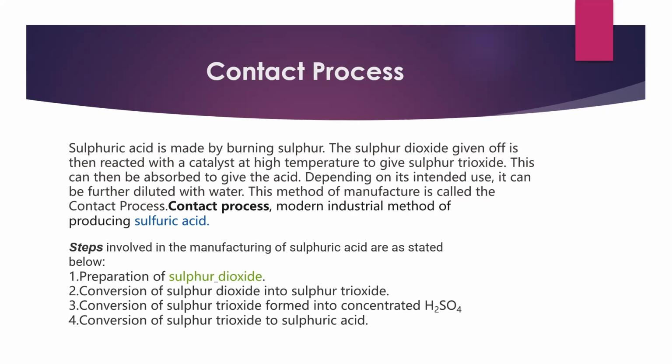The contact process is the modern industrial method of producing sulfuric acid. The steps involved in the manufacturing of sulfuric acid are as follows: preparation of sulfur dioxide, conversion of sulfur dioxide into sulfur trioxide, conversion of sulfur trioxide into concentrated H2SO4, and conversion of sulfur trioxide to sulfuric acid.